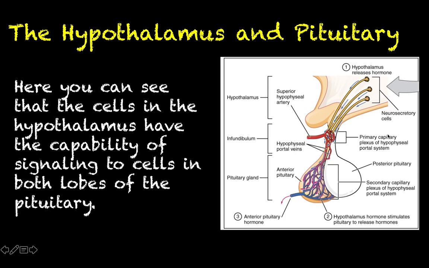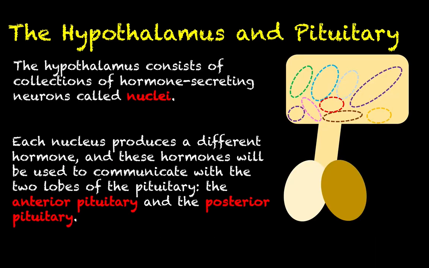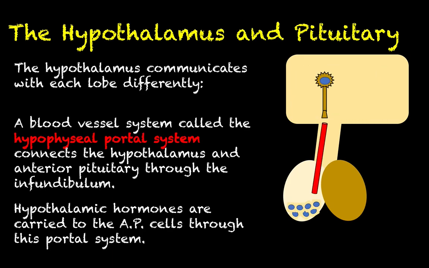So the idea here is that these cells up here in this nucleus of the hypothalamus want to communicate directly with these cells down here in the anterior pituitary. All they have to do is secrete these hormones into this portal system, and that portal system will carry the hormones directly to where they need to go down here. That should happen not only very quickly, but it will also ensure that we don't have to secrete a lot of the hypothalamus's hormone in order for this to be effective. Okay, so hypothalamic hormones are carried through to the anterior pituitary cells through this portal system.